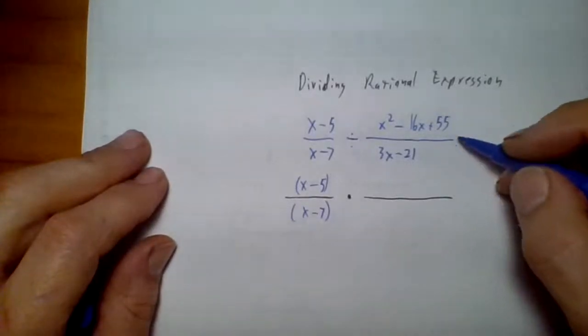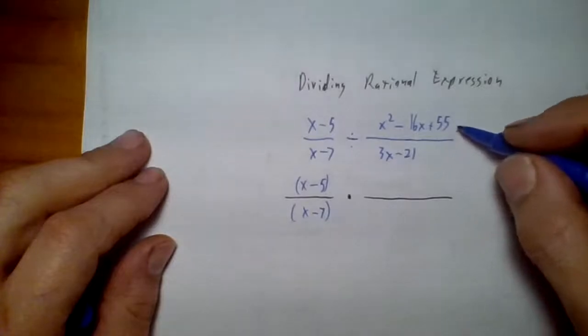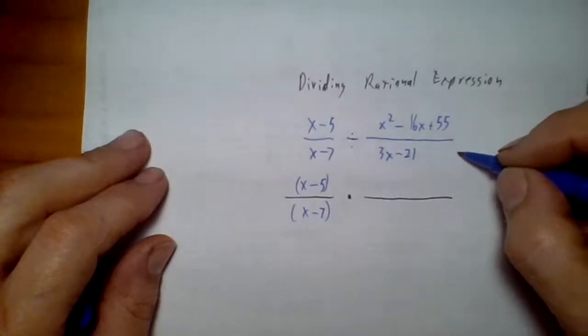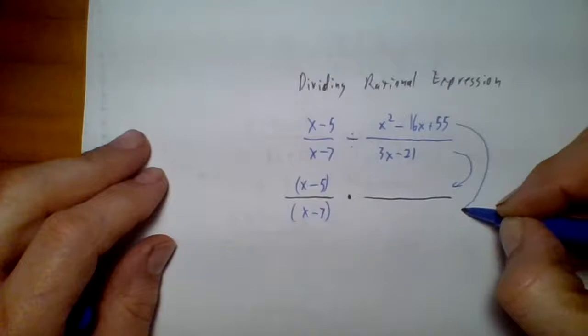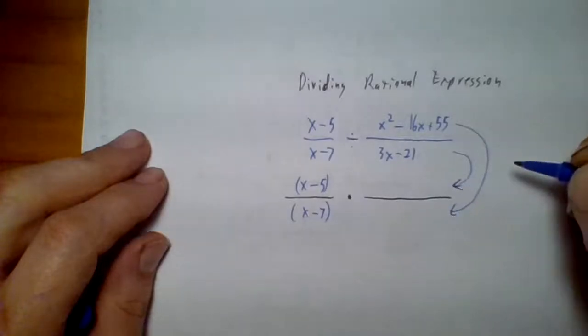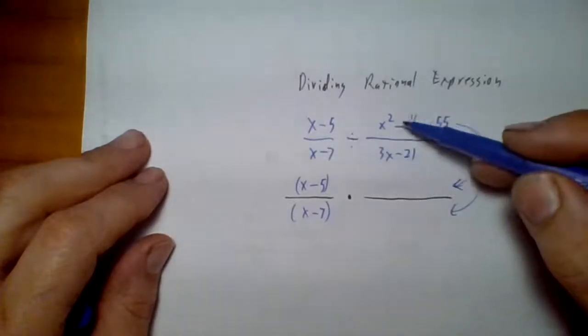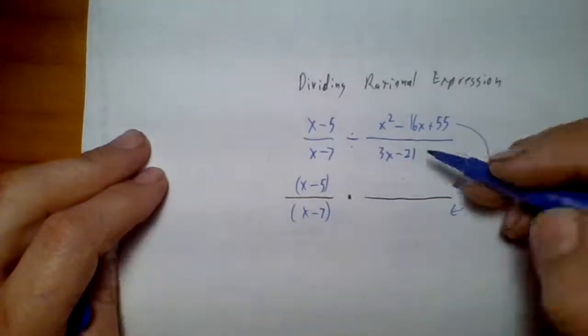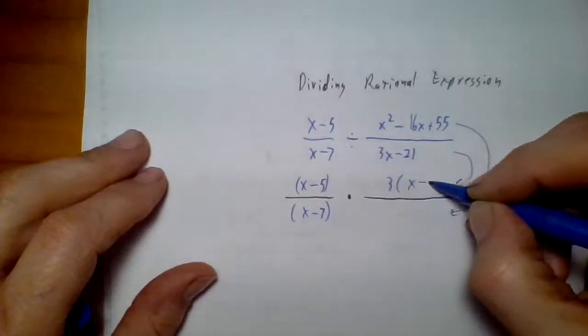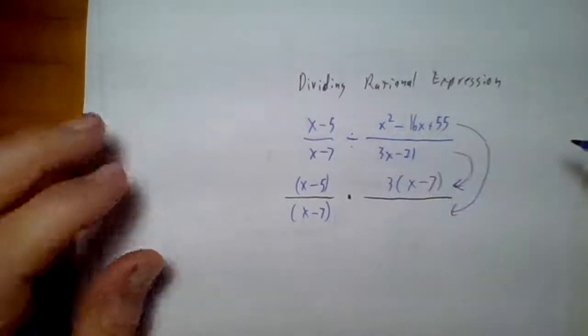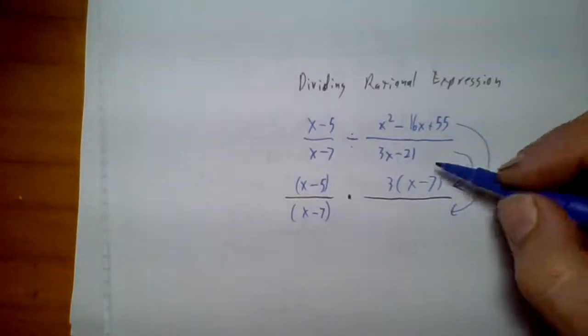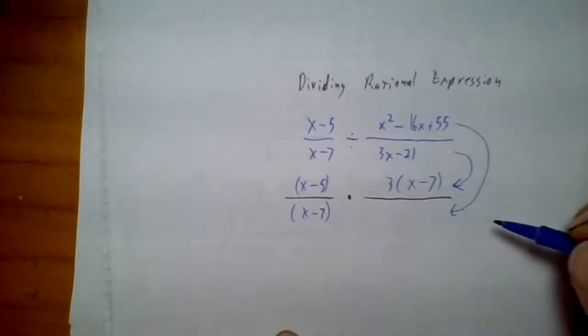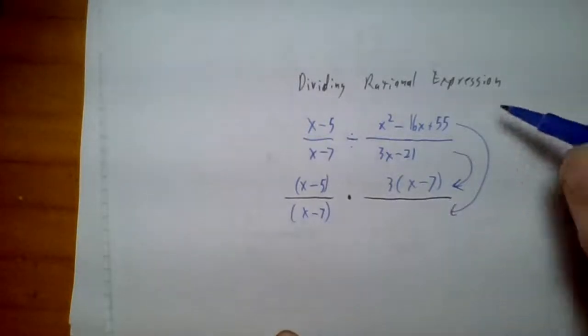So in the process of writing this in factored form, I'm also going to do the reciprocal right here, that this is dividing by this thing is multiplying by 3x minus 21 over that big thing. But I'm going to go ahead and write this in factored form while I'm at it. 3x minus 21 looks like a simple factor, but there's a common factor of 3 that should be pulled out. That's the factored form of it.